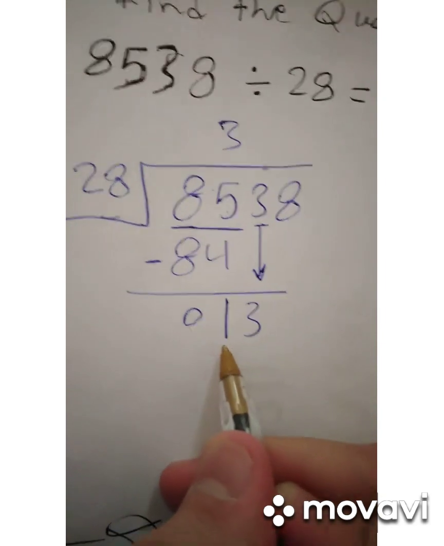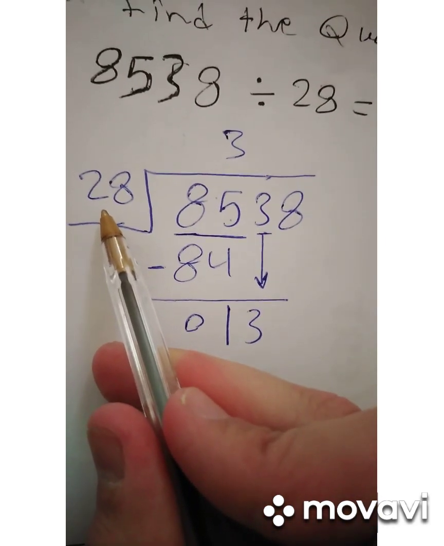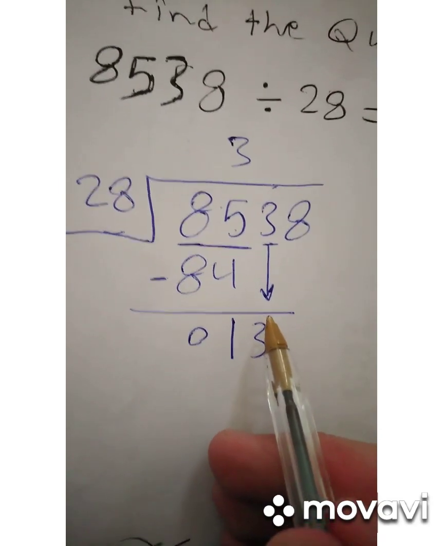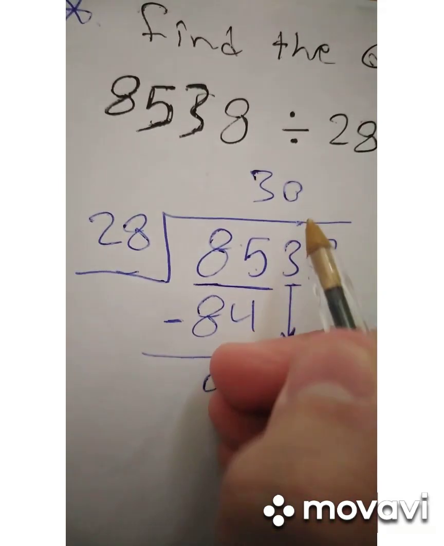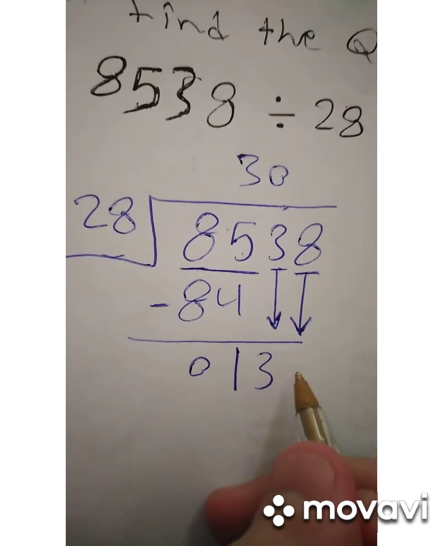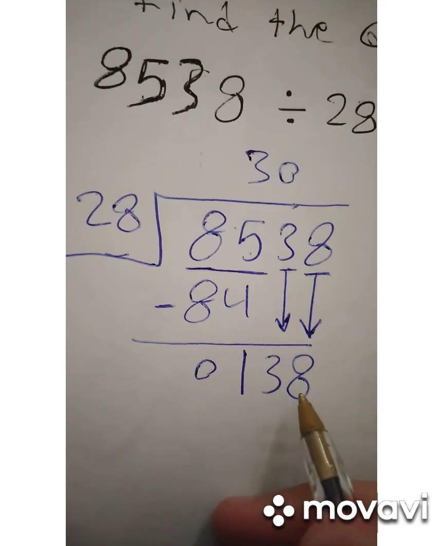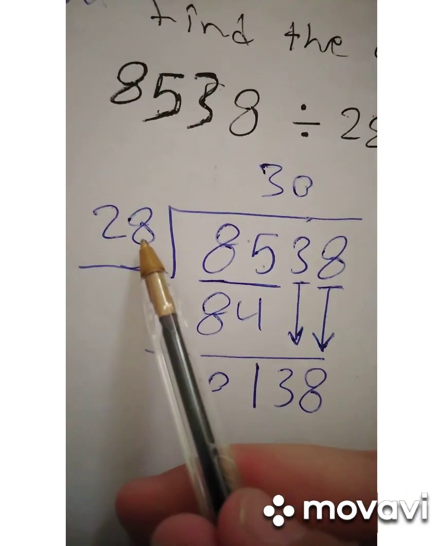Now we have 13. Can we divide 13 over 28? No, we can't. So put 0 in the quotient and bring down the digit. Bring down the fourth digit. It will be 138. Can we divide 138 over 28? Yes, of course we can divide. So go to your draft now, then continue.